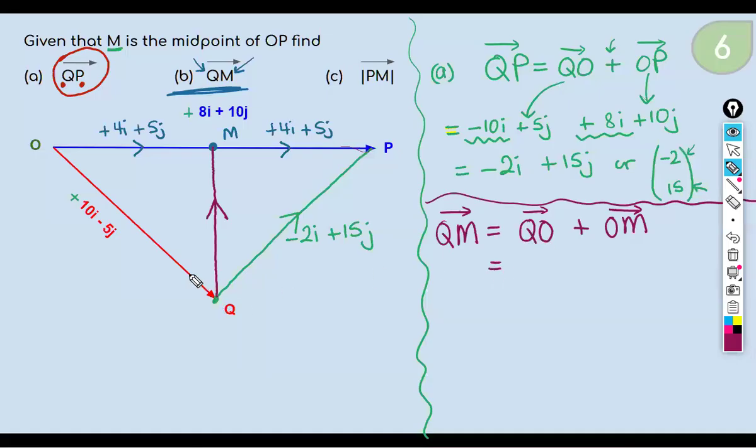QO. I'm going against the arrow, so I have to make sure I change my signs. Minus 10i plus 5j. And OM is with the arrow. I'm going in the same direction as the arrow, so I'm not going to change a thing. All you have to do now is add up all the i's and add up all the j's. Look, the i's here. Minus 10 plus 4i is minus 6i. 5j plus 5j is 10j. Put it on a diagram. The value of the vector QM is minus 6i plus 10j.